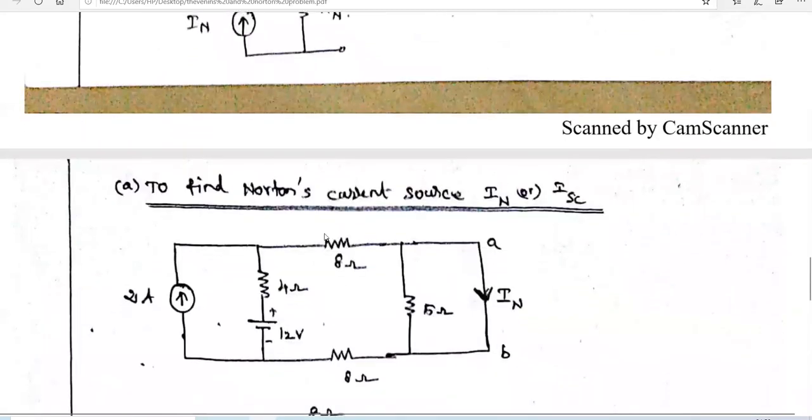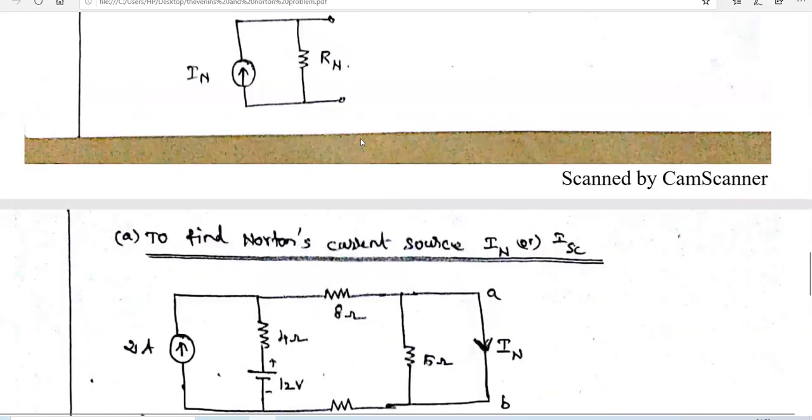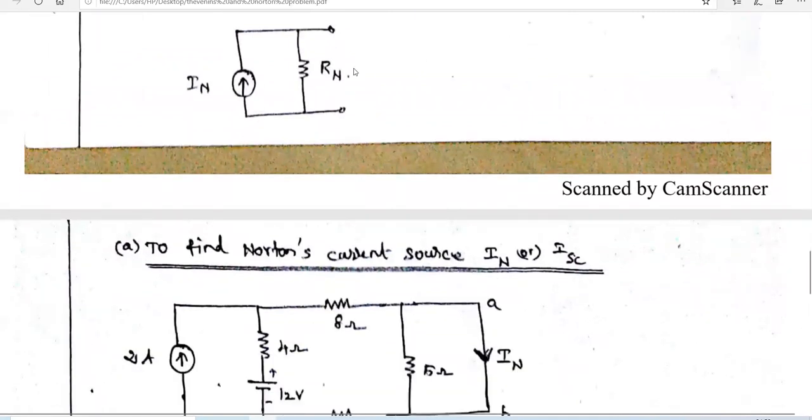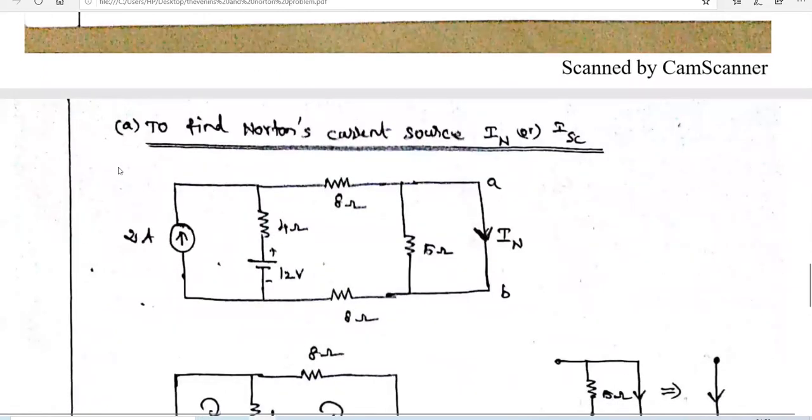In this theorem, we have to follow 3 steps. What is the first step? We have to find the Norton's current source value, that is IN or ISC. IN means Norton's current. During the calculation of this Norton's current, terminals A and B are short circuited. That's why this current is called the short circuited current. This is the first step. The second step is to find out the value of Rn, Norton's equivalent resistance. What is the third step? We have to draw the equivalent diagram. That's all.